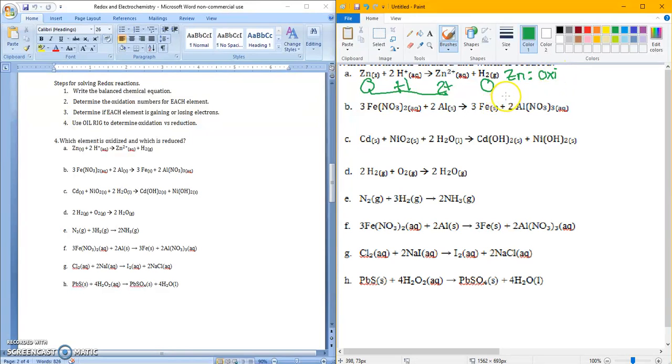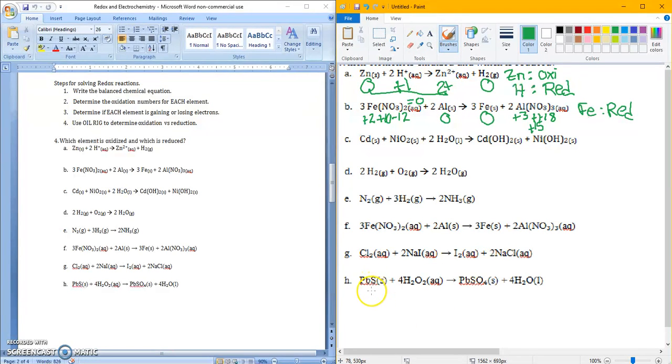OIL RIG. Oxidation is loss. Then I look at hydrogen, and hydrogen is going from 1 plus to 0. That means that it had to gain electrons, and reduction is gain. Alright, so I look at them, I find their oxidation numbers, I find out which is which, and then I can find out if they're losing electrons or gaining electrons. Okay, now let's skip down to H. So I'm going to do the same thing.